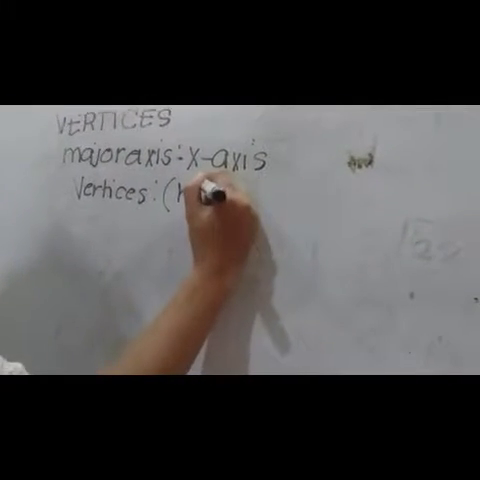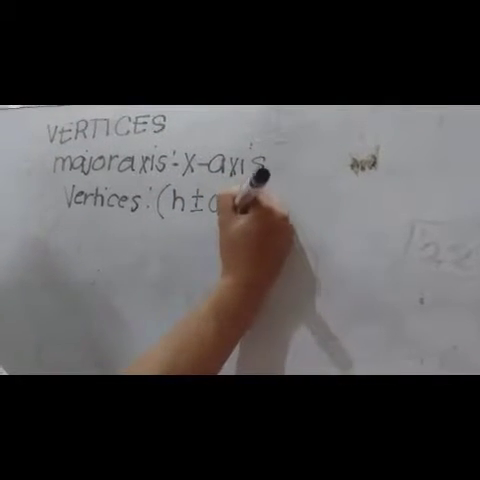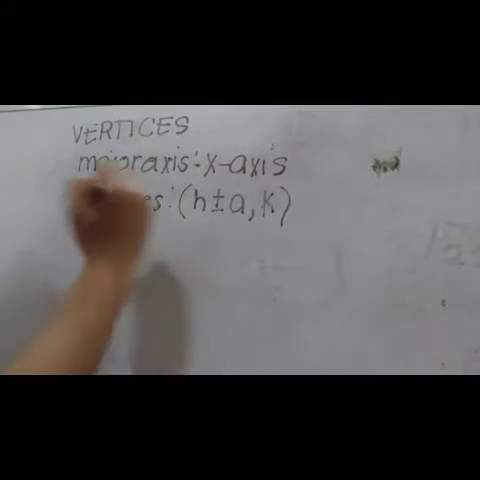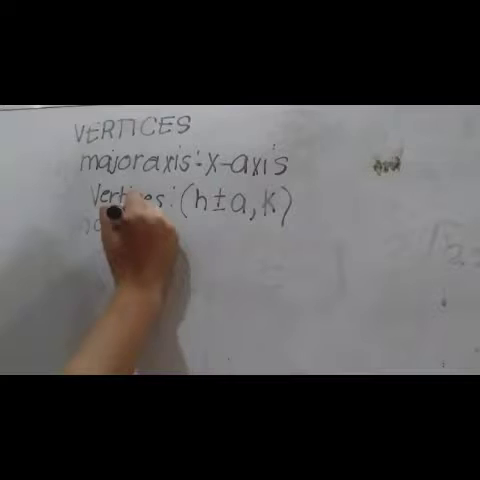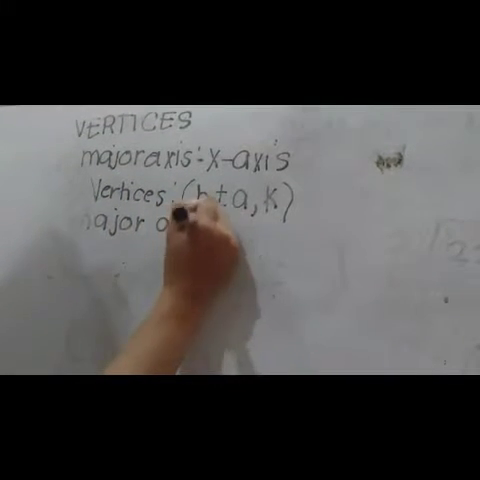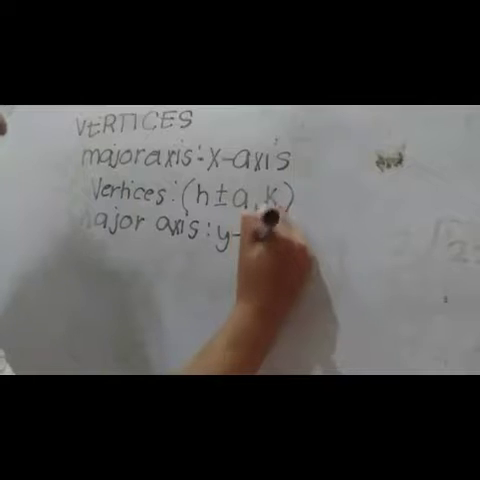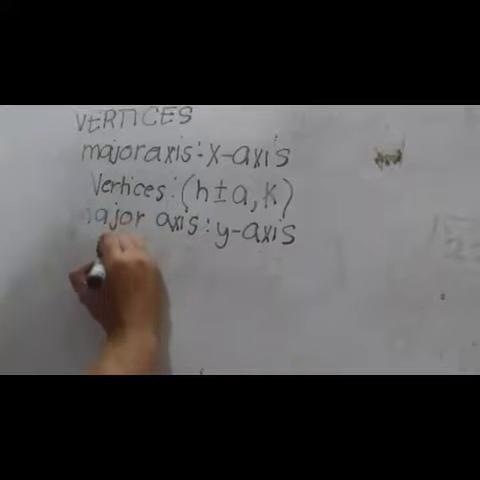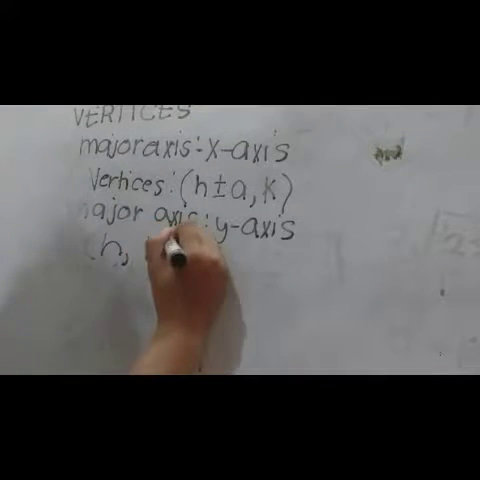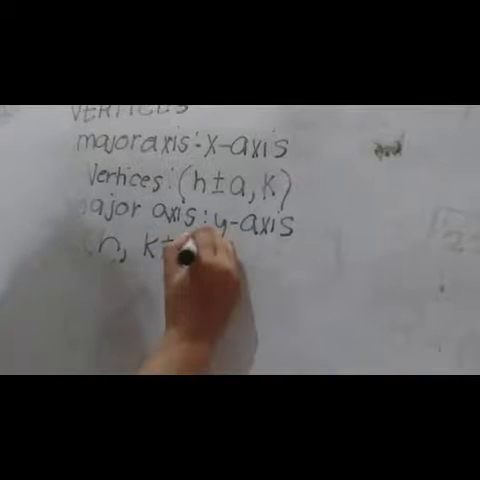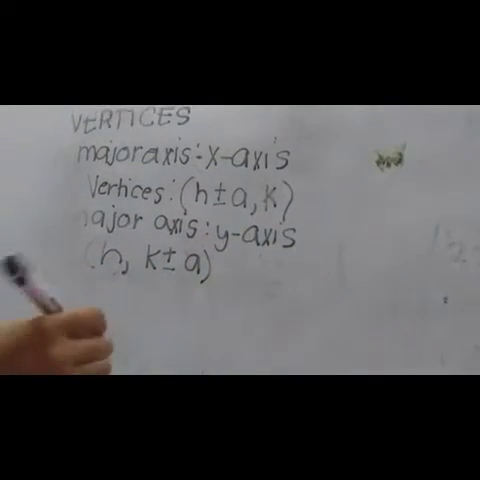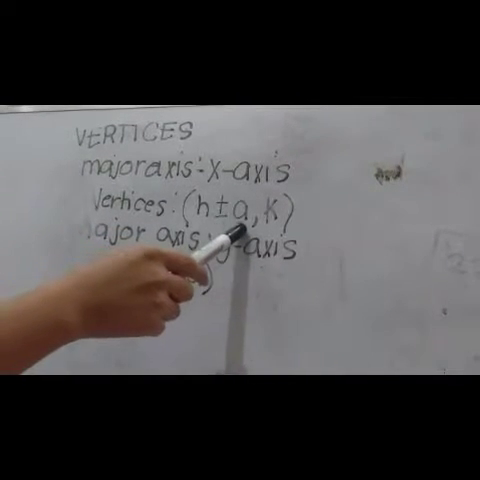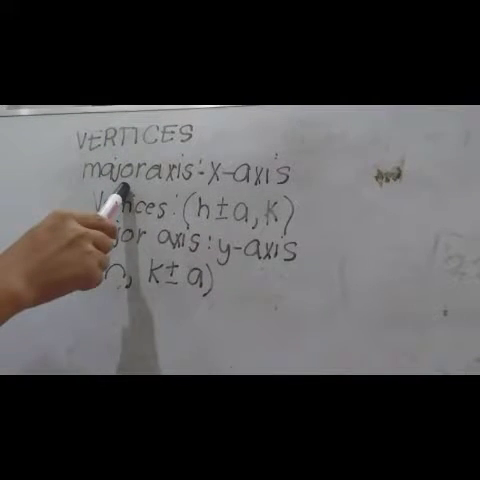H plus or minus A, K. And if the major axis is the y-axis, our formula will be like this: H, K plus and minus A. So as you can notice, we just put A wherever the major axis is.